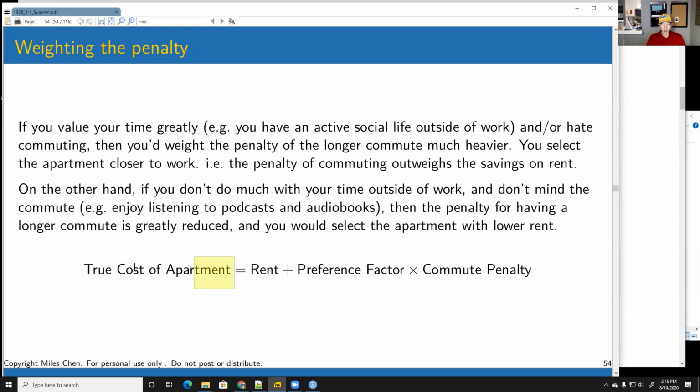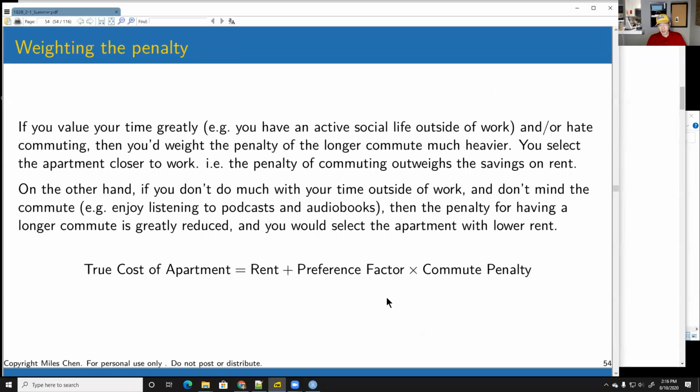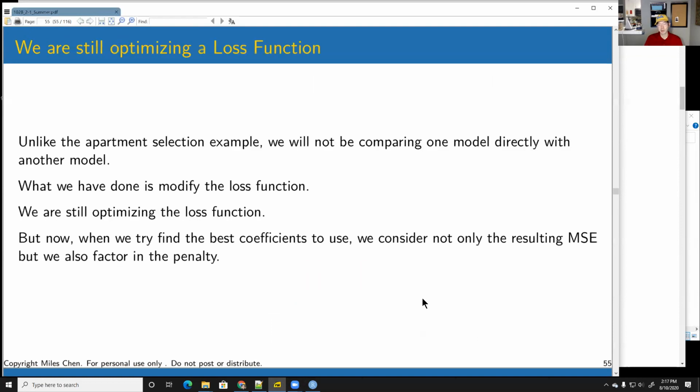So the true cost of the apartment is going to be the base rent, either the $1,700 or the $2,000, plus some kind of penalty for the commute, multiplied by some preference factor. So it's in the same form: the base cost plus your preference and the penalty. This is the idea here, and so what we do is have different lambda terms that decide how much we dislike or don't mind having a complex model.